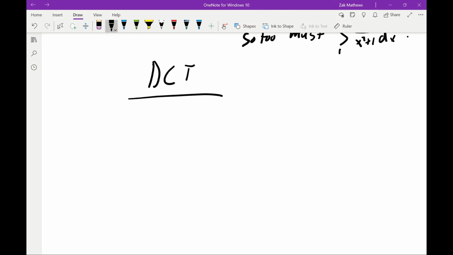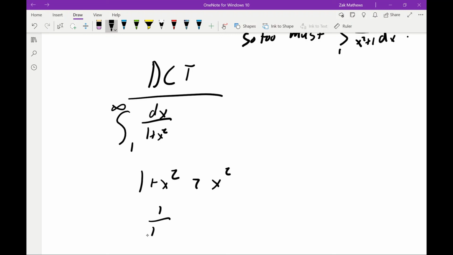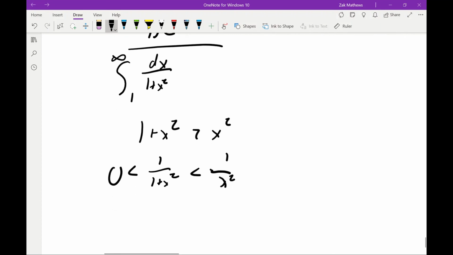So the direct comparison test also works on this problem. We're still trying to determine the convergence of the integral from 1 to infinity of dx over 1 plus x squared. I'm going to use that 1 over x squared function again because it's a pretty easy comparison. 1 plus x squared obviously is larger than x squared, and so 1 over 1 plus x squared is smaller than 1 over x squared, and those both are clearly greater than 0.